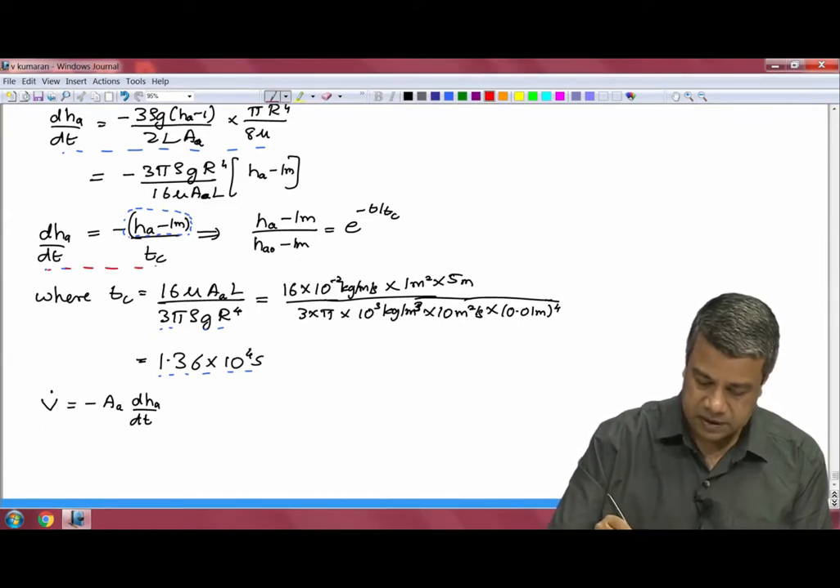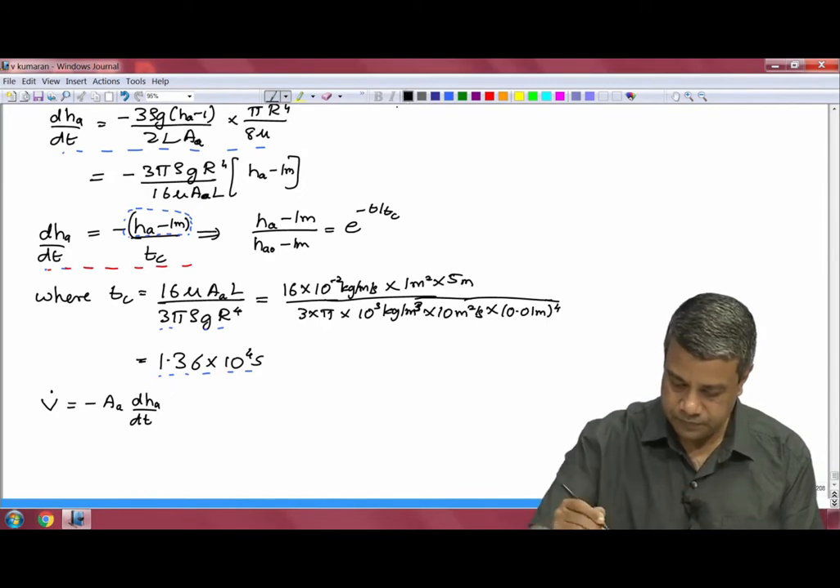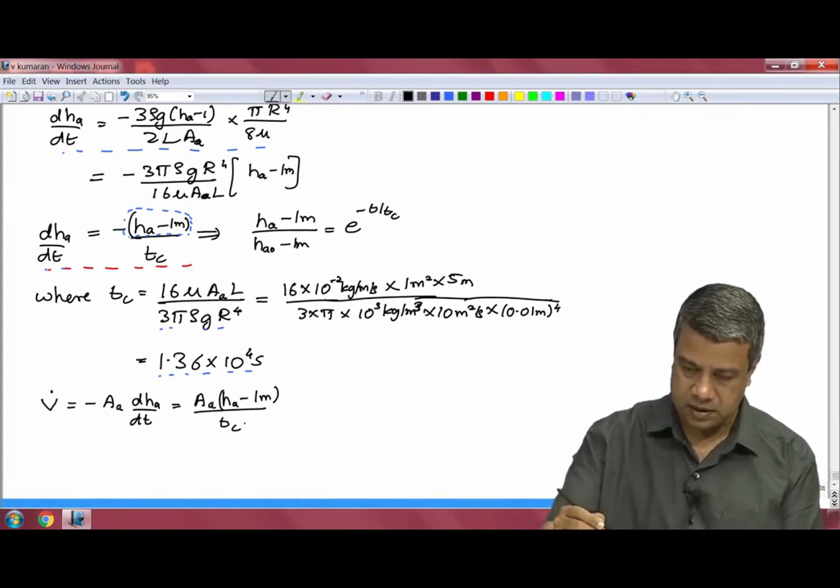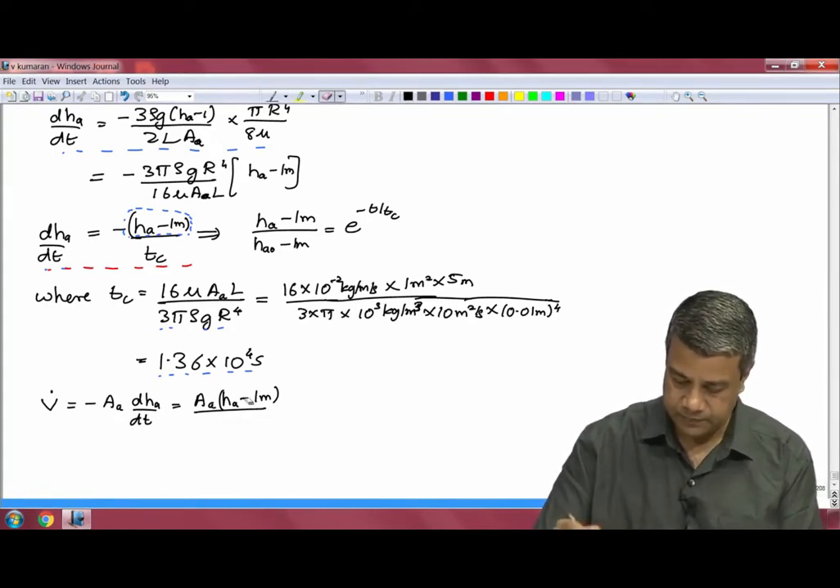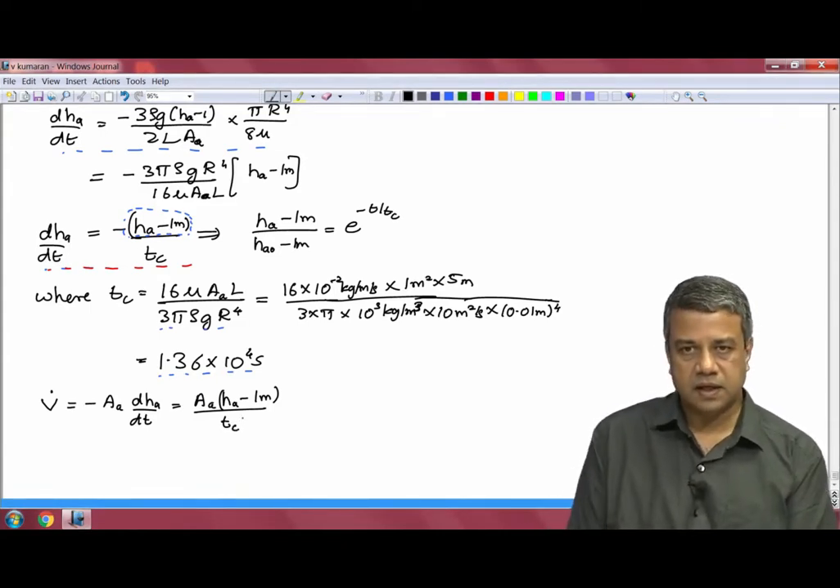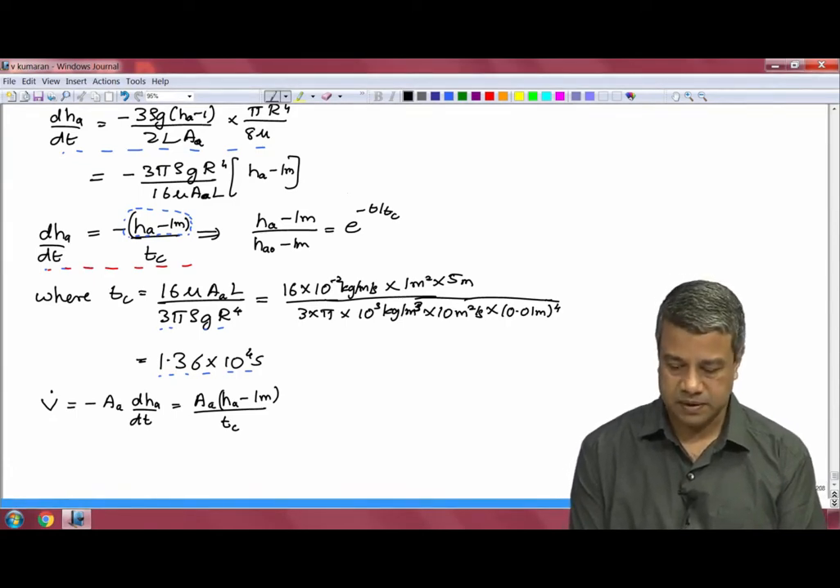And from this relation here, we know that this is equal to AA into HA minus 1 meters divided by Tc. Okay, that is the volumetric flow rate: the area of tank A times the height of tank A minus 1 meter, divided by the characteristic time which we had just calculated.